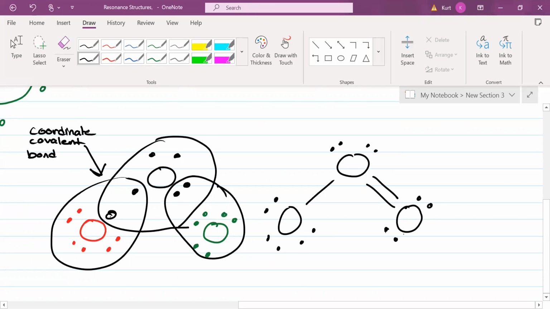That is ozone. Everything is accounted for. 8 electrons. I expected no one to get that. Yes, Kevin? But doesn't the middle oxygen not have 8? And that's going to be called an expanded octet.